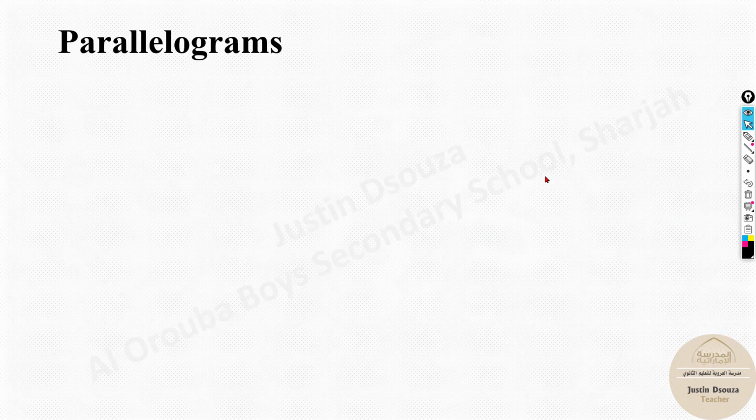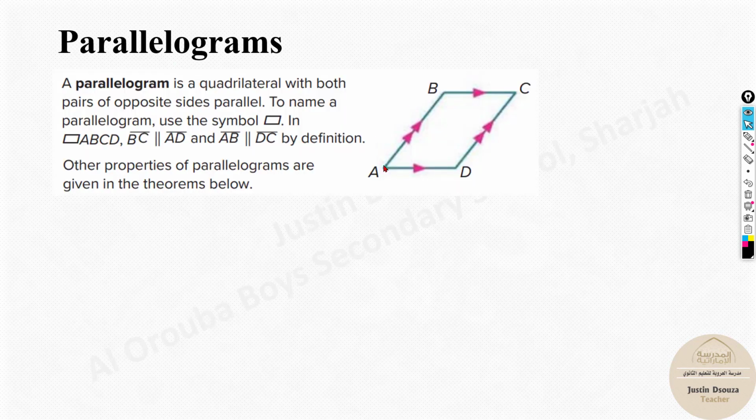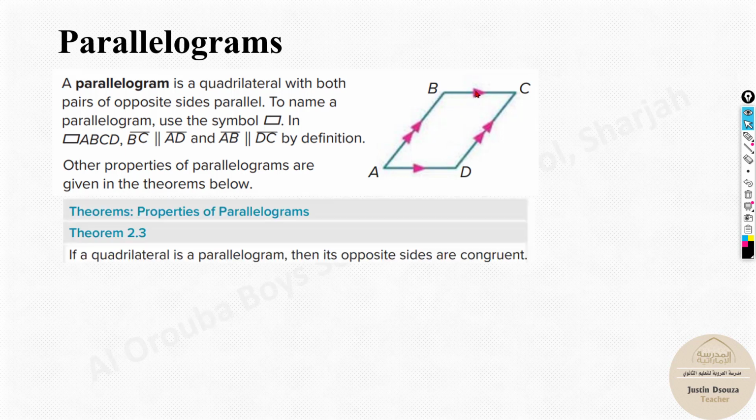Now let's learn what a parallelogram is. I'm sure by now you might have realized this has something to do with parallel lines. A parallelogram has opposite sides which are parallel. You can see this line and this line are parallel, the opposite ones, and even the opposite ones over here are parallel.